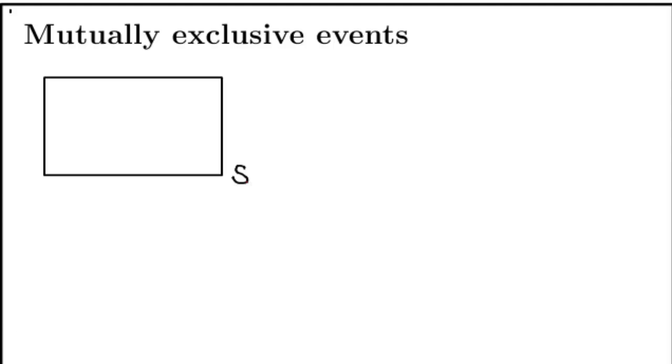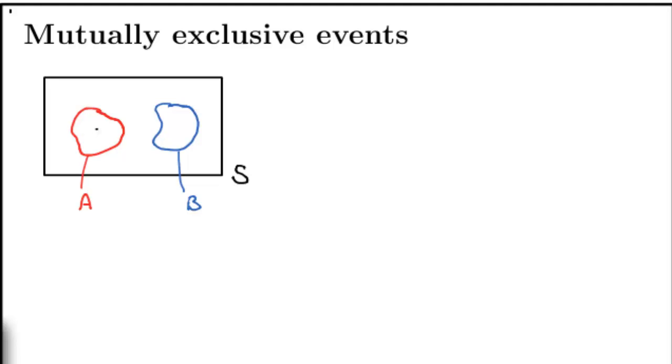So let's say that I have two events. My event A is this part here, and there is event B, which is over here. In this case, these two sets are disjoint. That is, they do not overlap. That means that they have no items in common. And since they have no items in common, they cannot both be true at the same time.